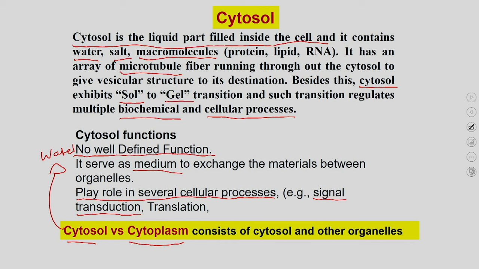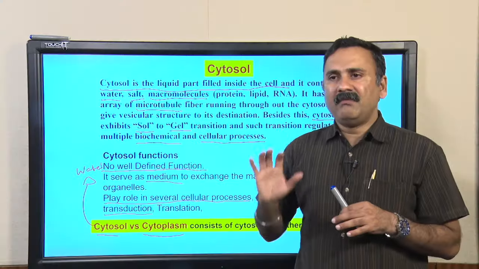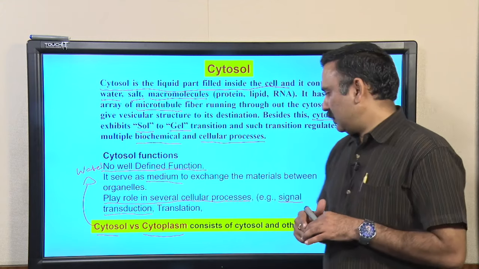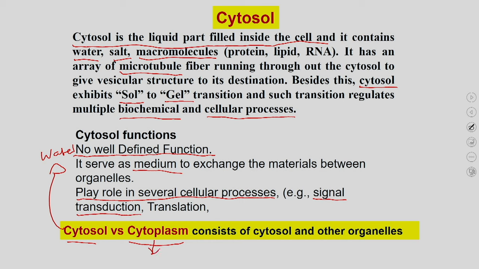Whereas the cytoplasm is the cytosol as well as the other organelles. So whatever you have inside the cell is called cytoplasm if you remove the nucleus. If you remove the nucleus, the remaining contents inside the cell are called cytoplasm, whereas the cytosol is the water part or the liquid part which is filled inside the cell. Cytosol does not include the organelles, whereas the cytoplasm is the liquid part as well as the different organelles except the nucleus.